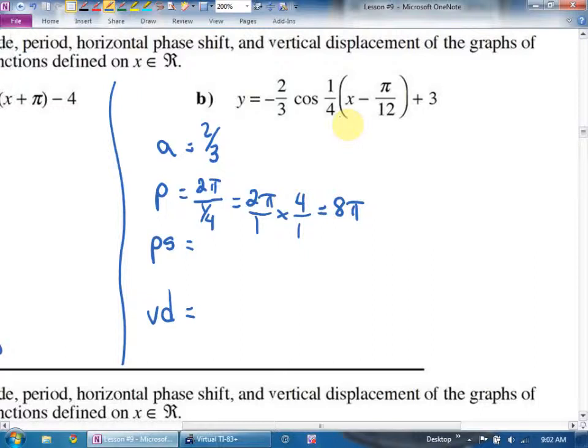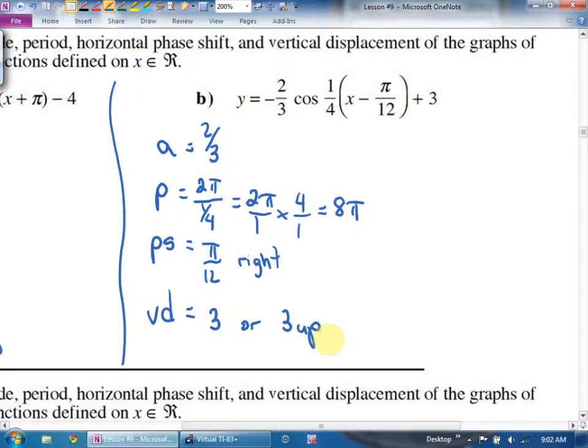Phase shift, pi by 12. You can write to the right if you want to. Vertical displacement, positive 3, or you could say 3 up.